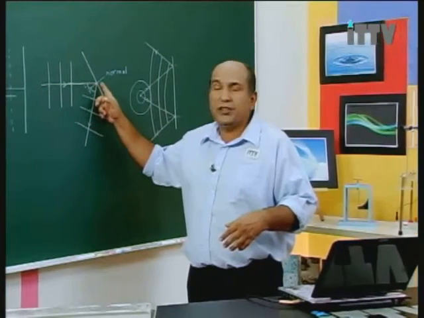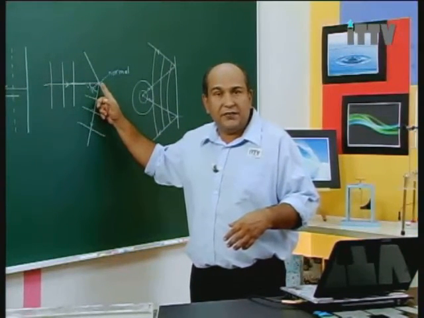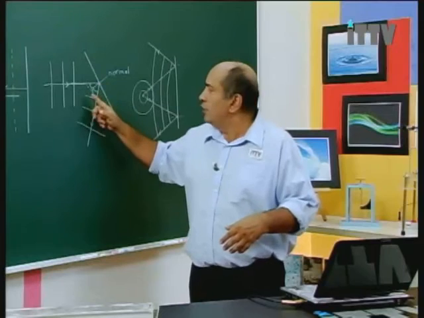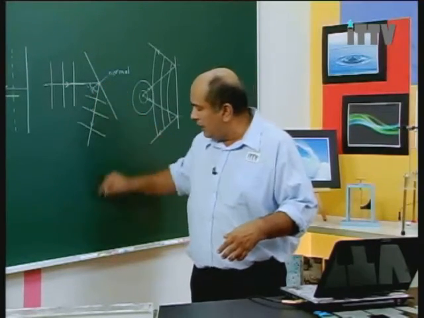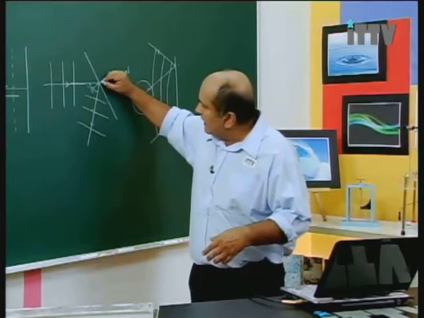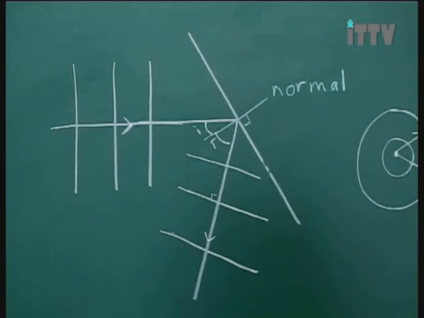Extend your line of propagation till it strikes the surface. Draw in your normal. Remember, your normal should be at 90 degrees to the surface. Then draw your reflected wave.